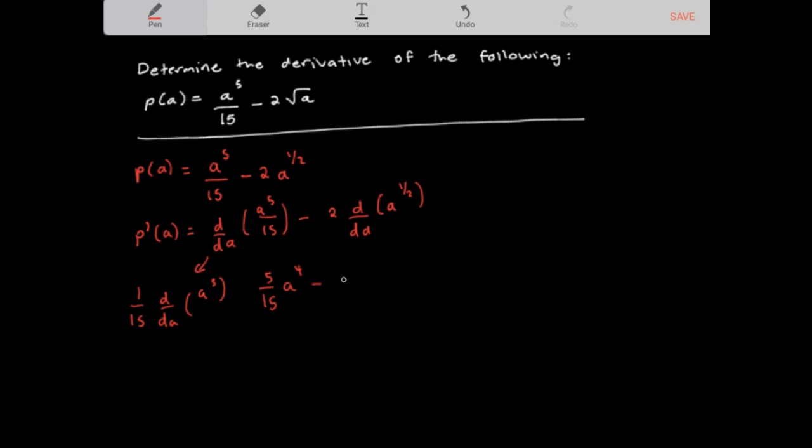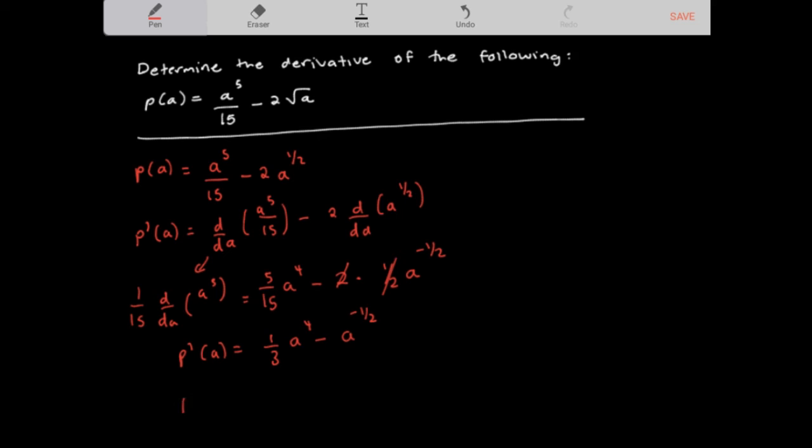minus 2 times 1/2 a to the power negative 1/2. Okay, so I'm just utilizing the power rule. And in this case, P prime of a, if I clean up some of these terms, you should get 5 over 15, which is 1 over 3. Let's make this 1 over 3. A to the power 4 minus, 2 times 1/2 cancels out, a to the power negative 1/2.